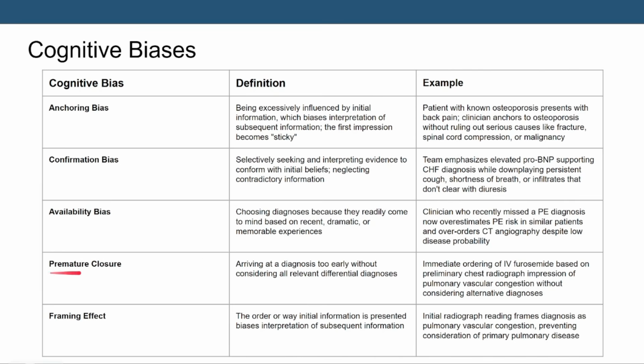A premature closure, this one is easy from its name, it's just premature closure. So it's arriving at a diagnosis too early without considering other differential diagnoses. An example would be immediate ordering of IV furosemide based on preliminary chest radiograph impression of pulmonary vascular congestion without considering any other alternative diagnoses.